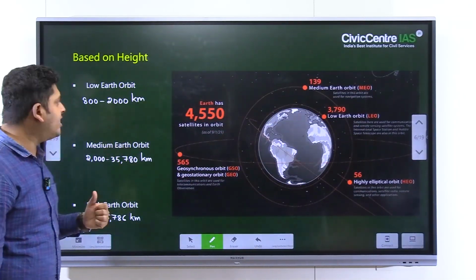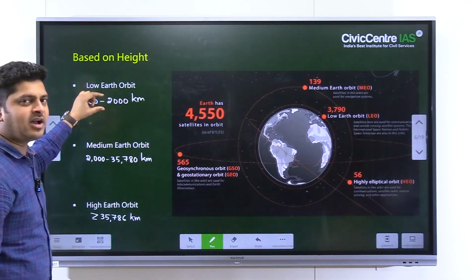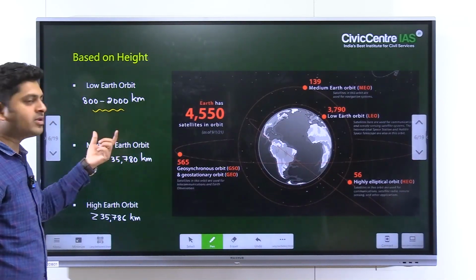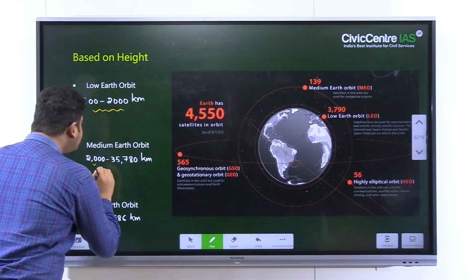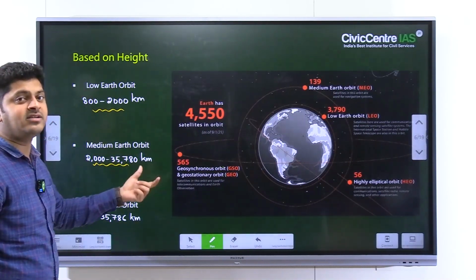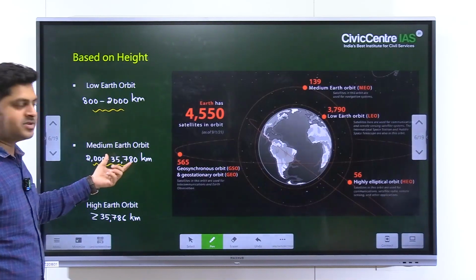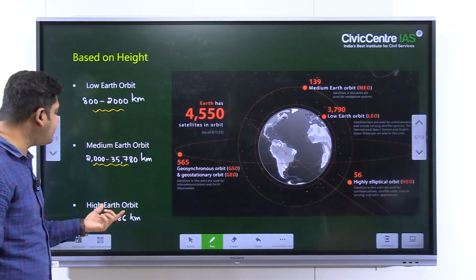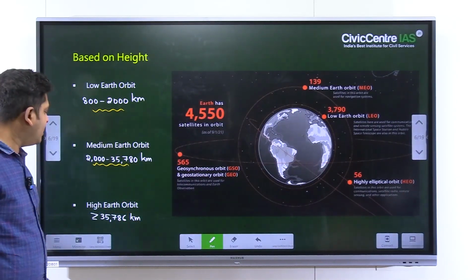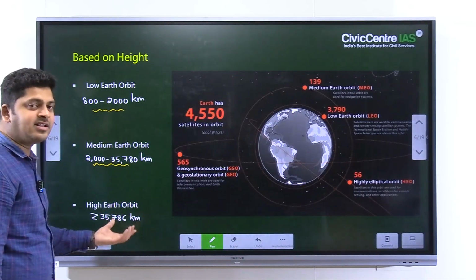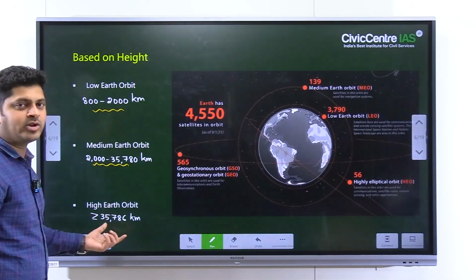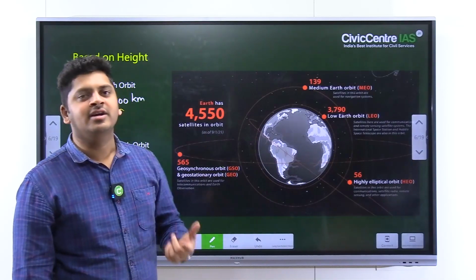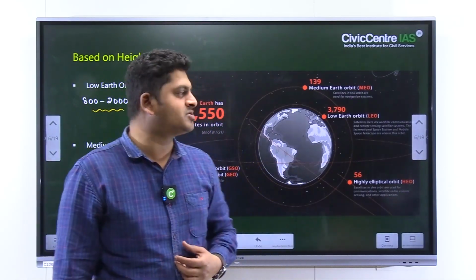Now, coming to the orbits based on height, we have low Earth orbit, which are the orbits at a height of 800 kilometers to 2000 kilometers. Secondly, the medium Earth orbit or mid Earth orbit, which covers all the orbits between the heights of 2000 and 35,780 kilometers. And lastly, the high Earth orbits, where we observe the satellites or the orbits at a height greater than or equal to 35,786 kilometers. Examples of high Earth orbits are geostationary and geosynchronous orbits, which you might be seeing in the news frequently.